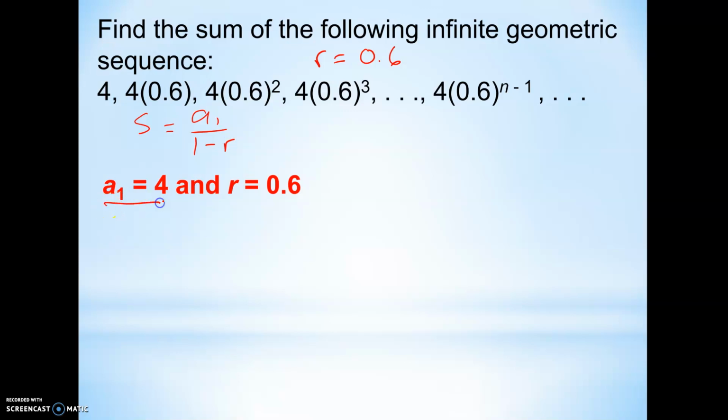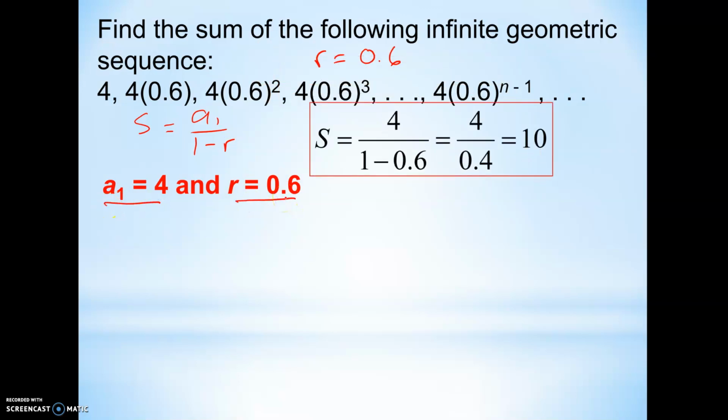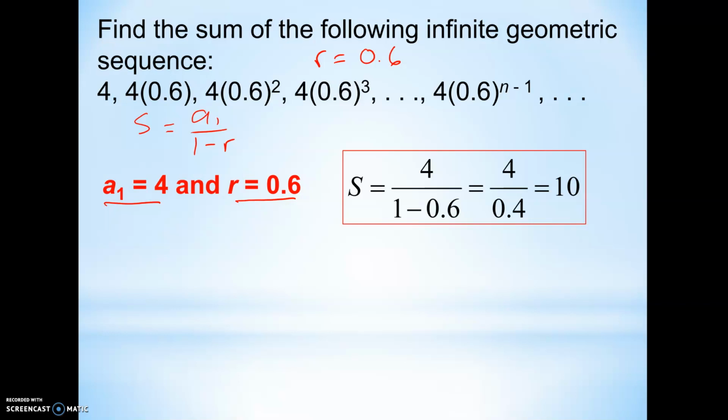So I have a sub 1 and I have r, and now I'm just going to plug and chug. So it's 4 over 1 minus 0.6. 4 divided by 0.4 is 10. Remember, 0.4 is the same thing as 4/10, so I could technically do this by hand without even picking up a calculator. And since the absolute value of r is less than 1, I know that this converges, and that's exactly why I got a value. Okay, you can only do this when it converges.